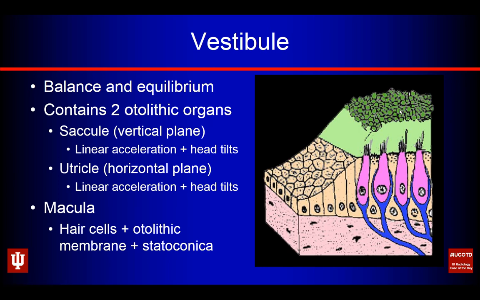And that otolithic membrane acts like jello, and you know how jello jiggles when you shake it? Well, so does this. Whenever you have a change in linear acceleration, it causes jiggling of that otolithic membrane. And those rocks act like weights, like fishing weights, that cause a little bit of inertia changes. When you have that jiggling back and forth, it triggers those hair cells to depolarize and send that neuronal impulse and transmit those changes in linear acceleration and head tilts.